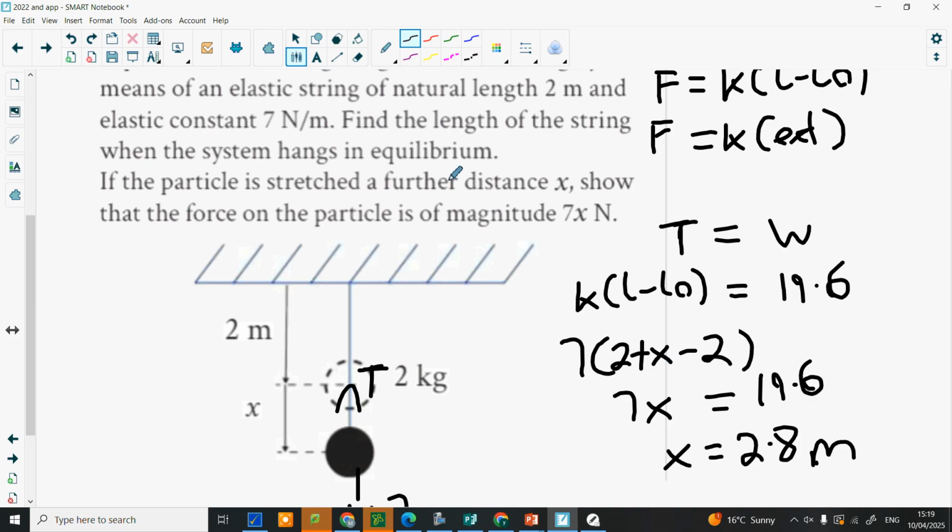Now, that's not the question, though. What does it want from me? The answer is not 2.8. The answer is actually 4.8. Why is it 4.8? Because you have to add the extension to the existing natural length. So the answer would be 4.8.